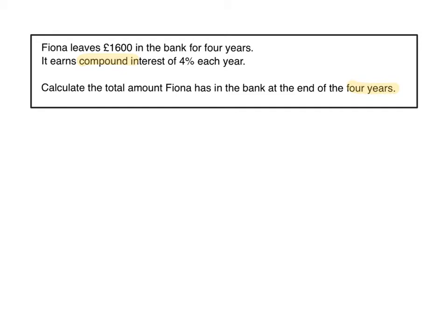Okay, let's have a look at this year by year. So we've got year 0, that's our starting year, and we've got £1,600 in the account. Okay, so then we need to find 4%. Is an interest, so it's going to increase by 4%. So for year 1, we need to increase by 4%.